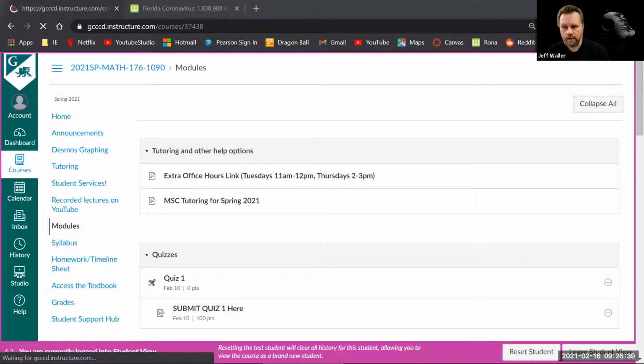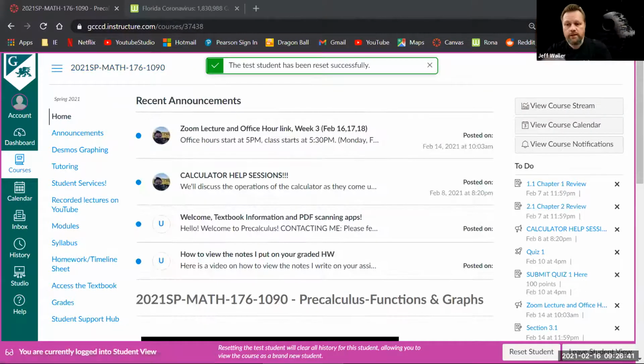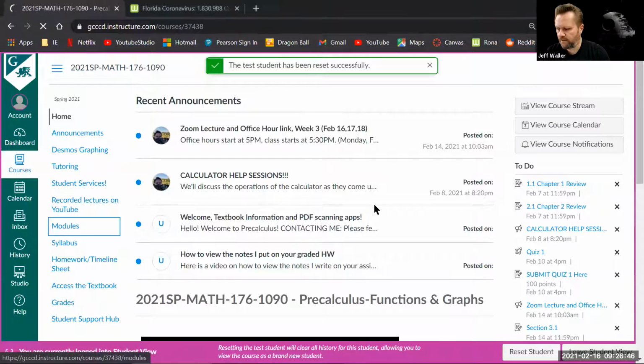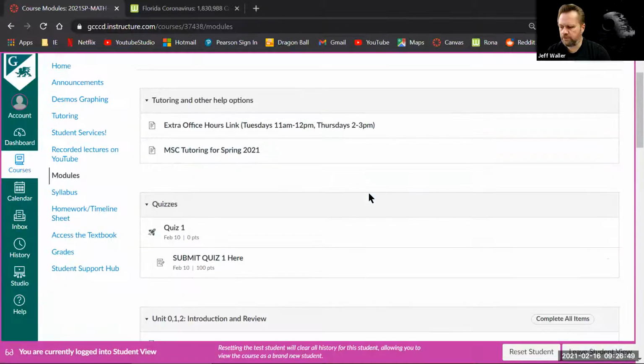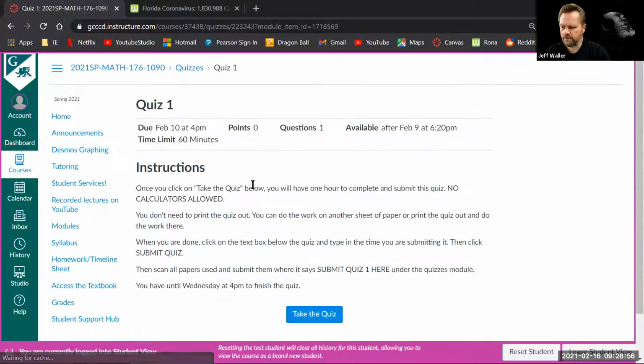Reset student. There we go. So guys, the quiz is going to unlock after class. You can start it anytime you want to. I know this is my 176 class. I don't care. It's going to look the same. In your modules, there's now a quizzes module. When you click on the quiz, there'll be some instructions. Don't read these because this is for another class, but there will be instructions right here.